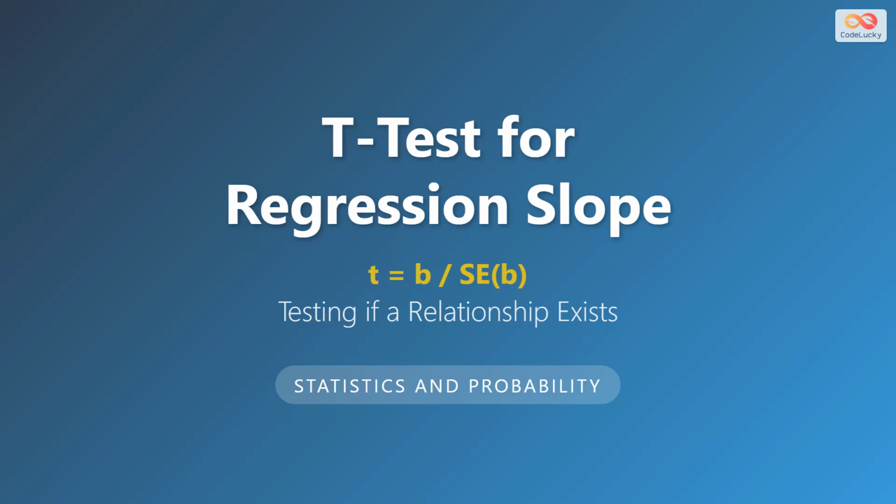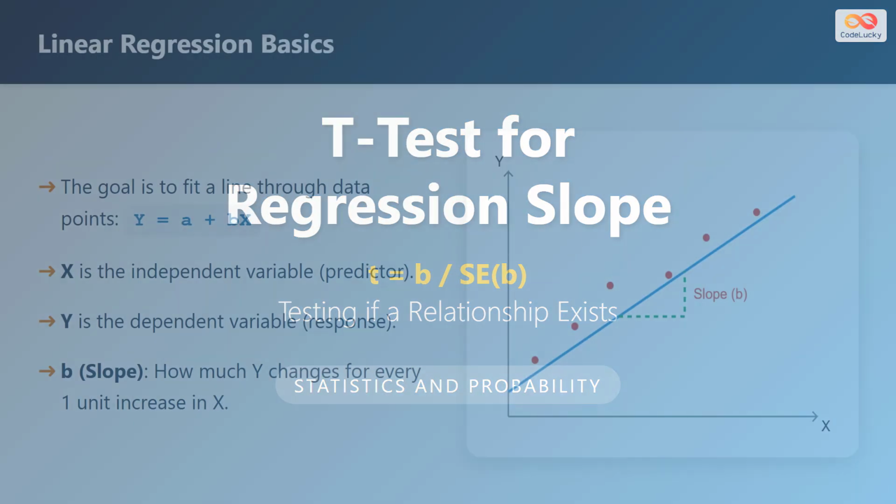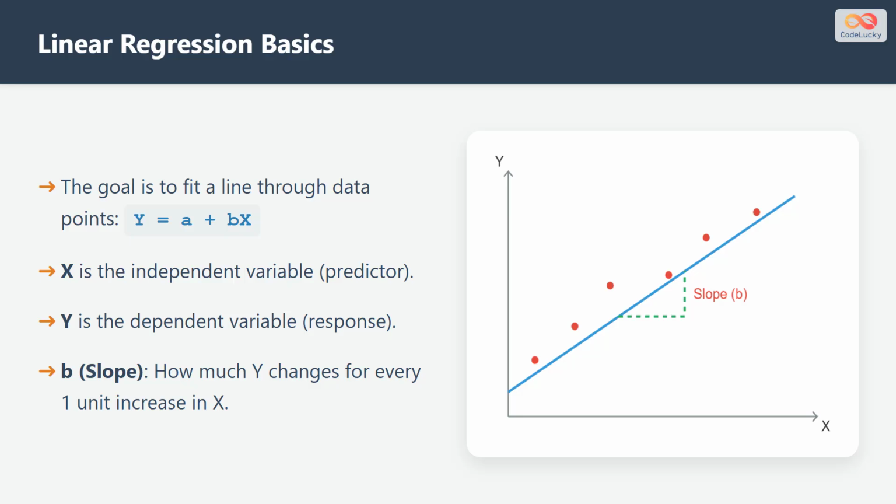Welcome. Today we are going to explore how to test if a linear relationship between two variables is statistically significant. Specifically, we will look at the t-test for the regression slope, examining the formula t equals b divided by the standard error of b. Let's start with the basics.